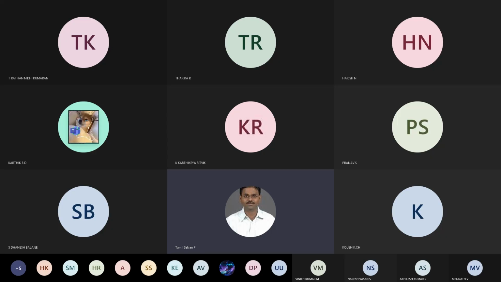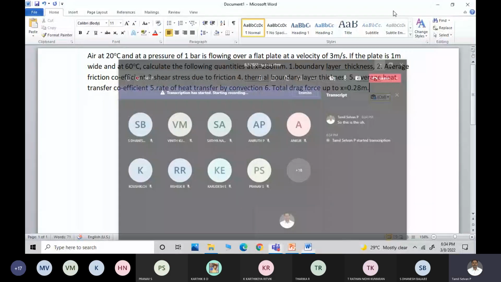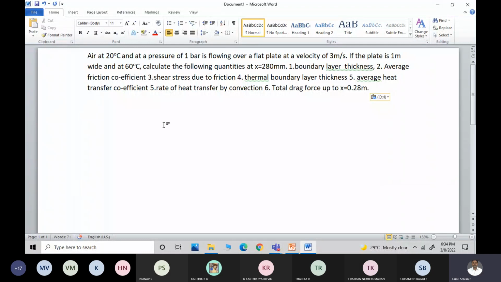Okay, so this is the problem which is given to you. Is it visible to everyone? Air at a temperature of 20 degrees C and at a pressure of 1 bar is flowing over a flat plate at a velocity of 3 meters per second.